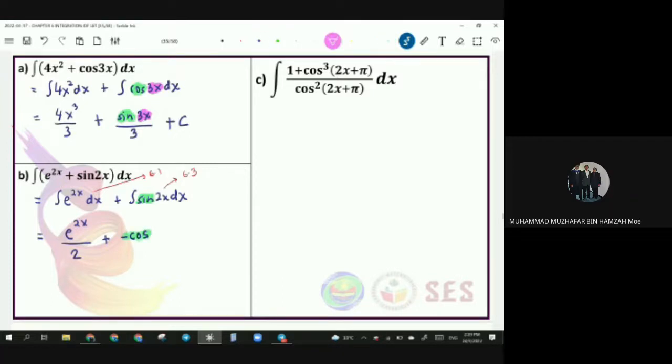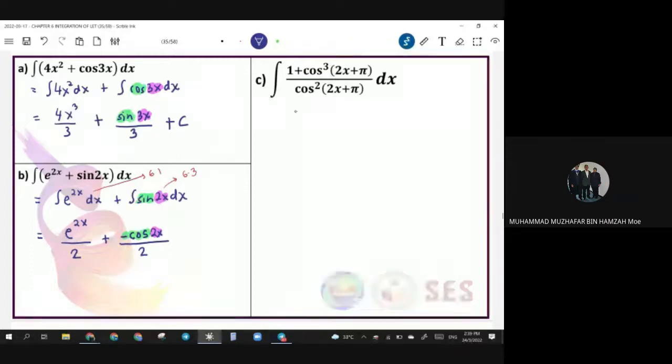And then we just need to copy back the angle here. So we got 2x. Alright, okay, and then don't forget to make it over the coefficient of the x, ataupun you differentiate the 2x lah. So we should obtain here 2. Okay, and this is indefinite integration. Kena letak plus C lah, wajib.